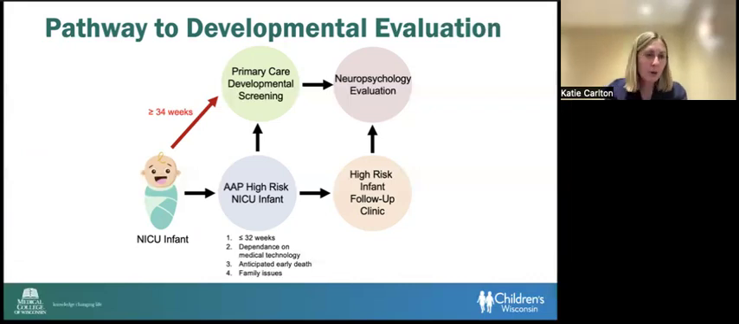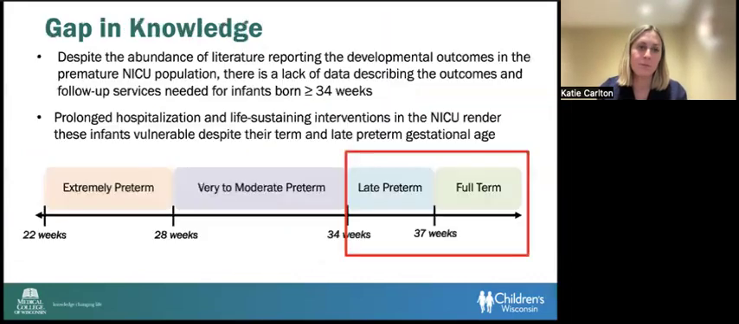But if the patient is born term or late preterm, so greater than or equal to 34 weeks, or really doesn't meet those AAP high risk criteria, they're going to rely on the developmental screening of their pediatrician or their primary care doctor. And so, despite the abundance of literature reporting that there are actually developmental outcomes that can be abnormal in patients outside of just that premature NICU population.